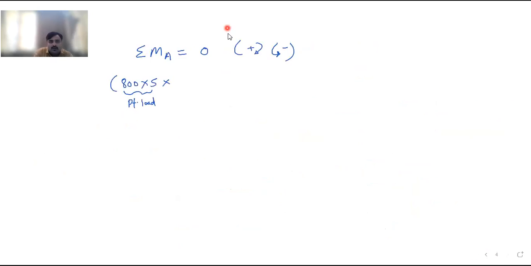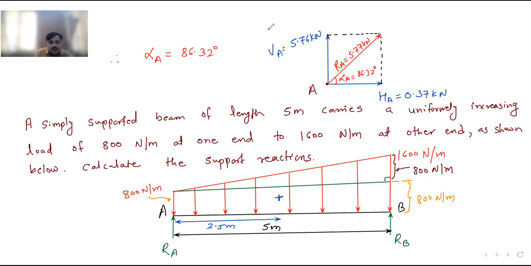So again I will multiply this by 2.5. So this is the moment. Now this is moving downward, so it will rotate in clockwise direction. Downward, right? So it will rotate in clockwise direction.